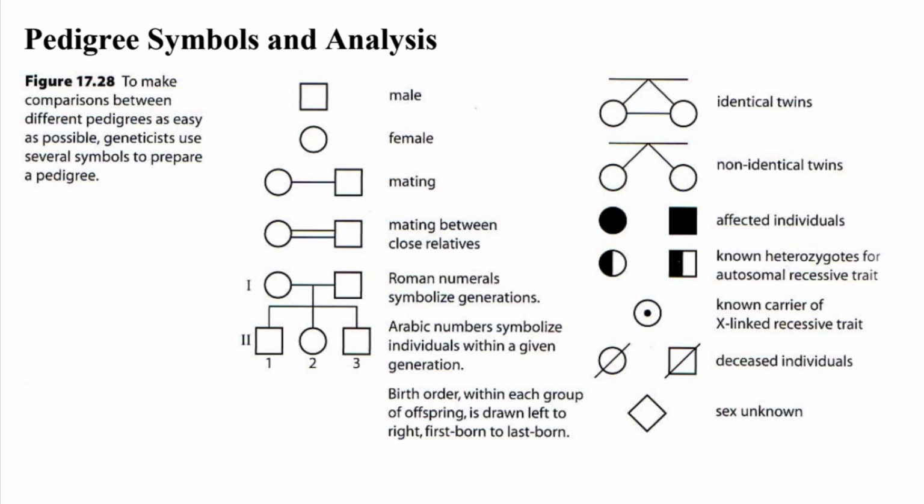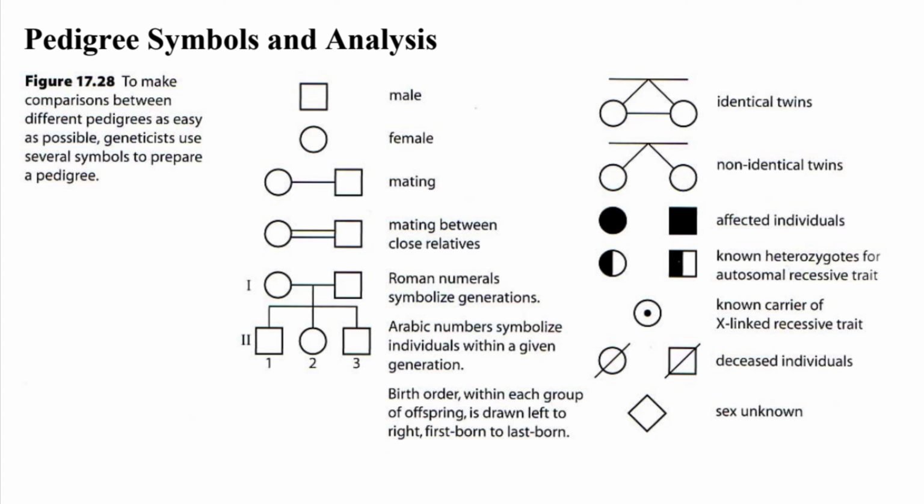You'll also notice that there are two ways of indicating twins. You don't always draw a line between identical twins, but it is a standard practice. And the reason that we draw a line between identical twins is to indicate that they are genetically the same individual. And then non-identical twins we just show coming from the same point to indicate they were born at the same time.